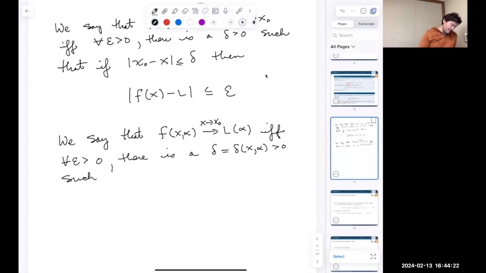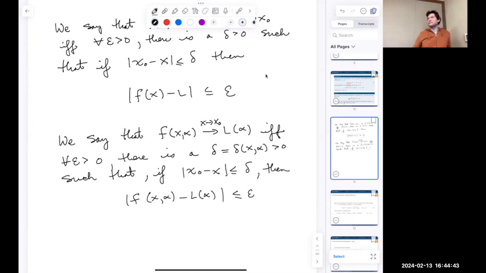such that if x naught minus x is less than delta, then f of x alpha minus L of alpha is less than epsilon. Now, that's not uniformly or a uniform limit because this delta can depend on both x and alpha. But if we can find a delta that doesn't depend on alpha, then we say it converges uniformly. Okay, that's a uniform limit.